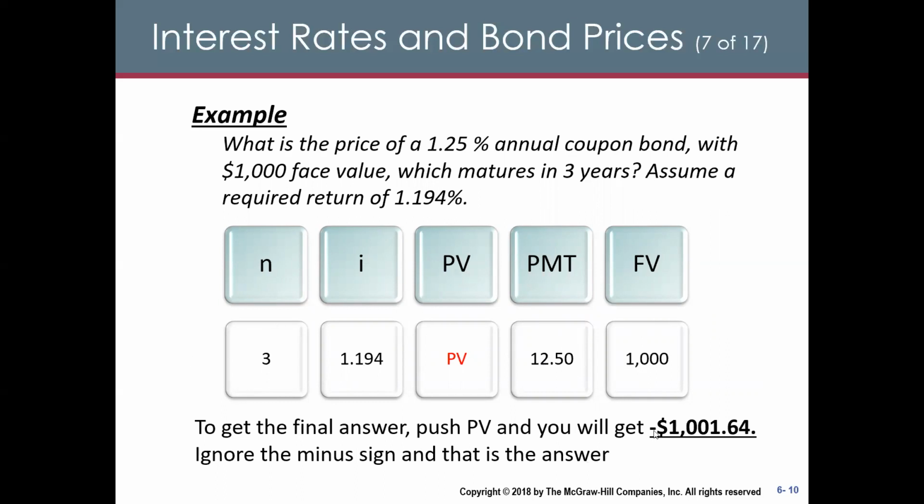you type in compute, and then you press PV. You will get negative 1001.64 as we got before. The reason why it's negative is because you are receiving a payment, it's positive. You are receiving the par value at the end of maturity, it's positive. So you need to pay for this bond, so it's negative. Okay, it's just the opposite sign as the payment and the future value.